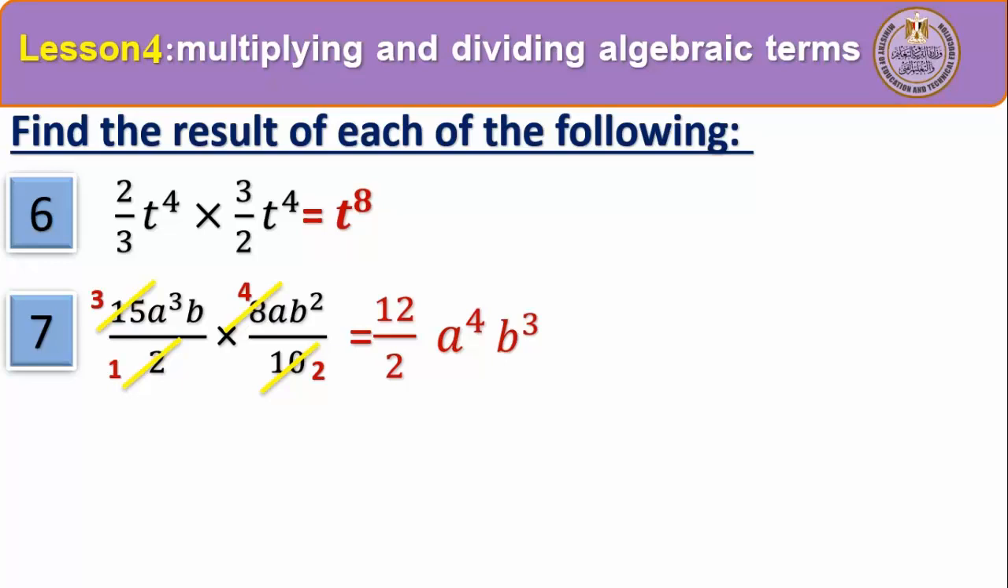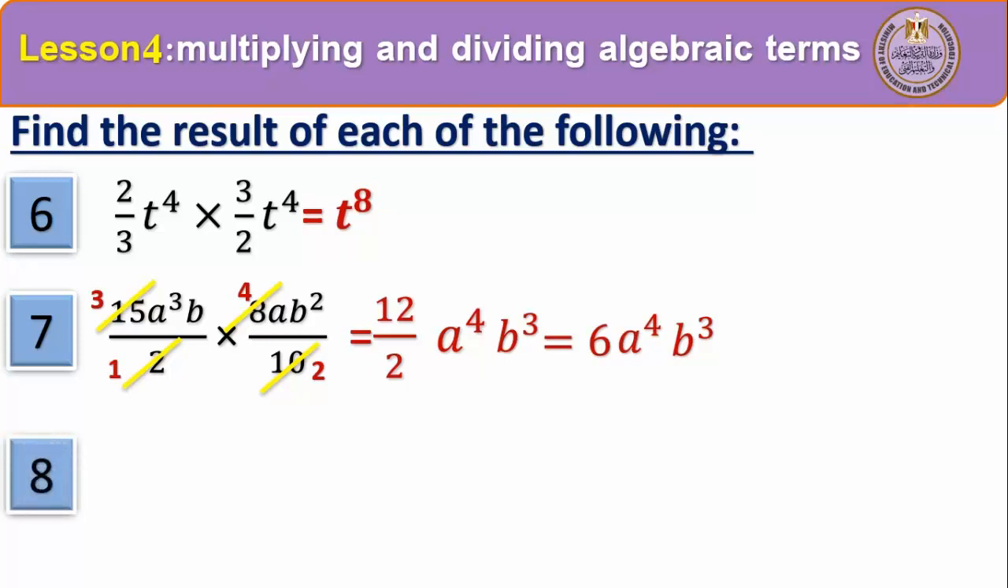What about the symbols? We have the symbol a. A power 3 times a, which is a power 1. So we will add their powers, a power 4. What about p? P power 1 times p power 2 equals p power 3. So the product equals 6 a power 4 p power 3 in its simplest form.